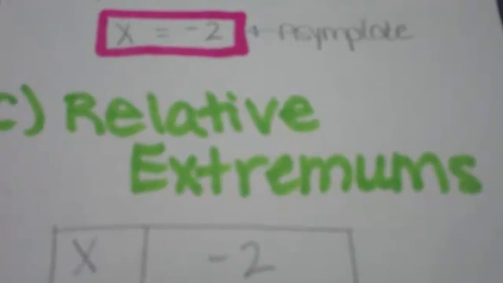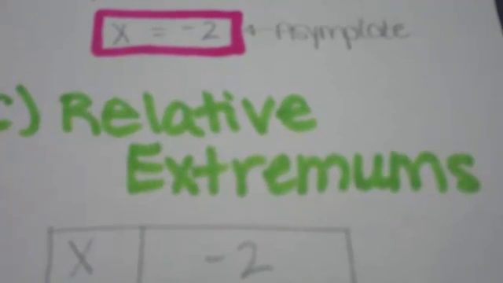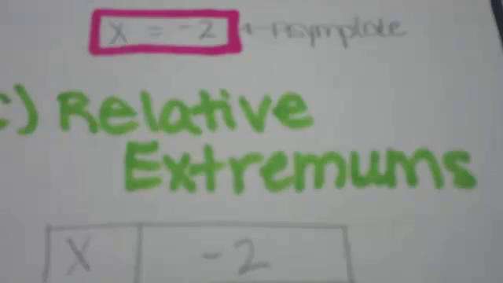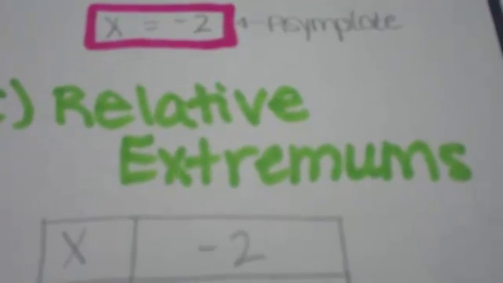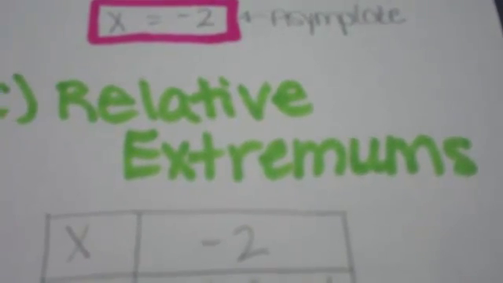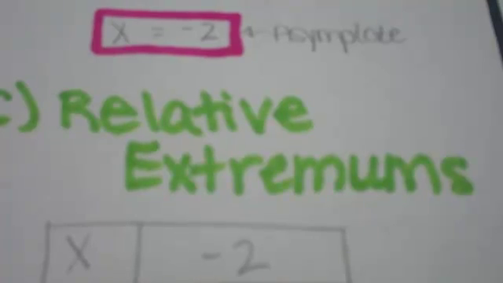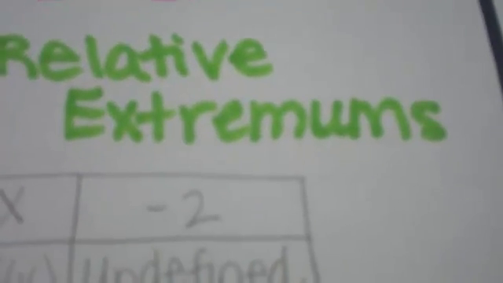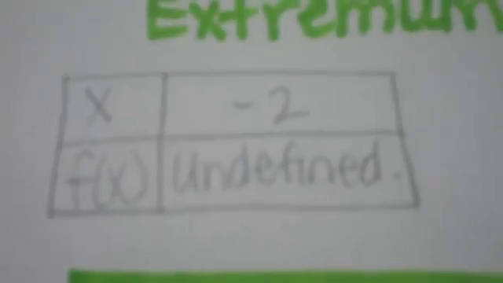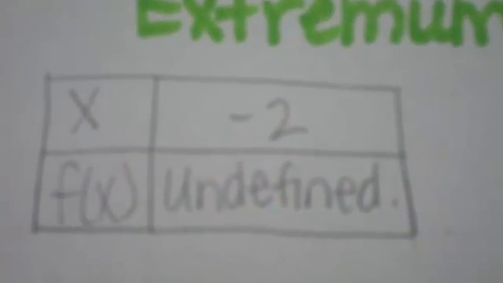Next we're going to find the relative extremum, which are the peaks of hills, lowest points of valleys, or high endpoints. Because all of these happen at critical points, we will plug our critical point, which was negative 2, back into our original equation to get our y value. When plugging negative 2 back into the original equation, we will find out that it is undefined. So this shows us that there are no relative extremums on our graph.